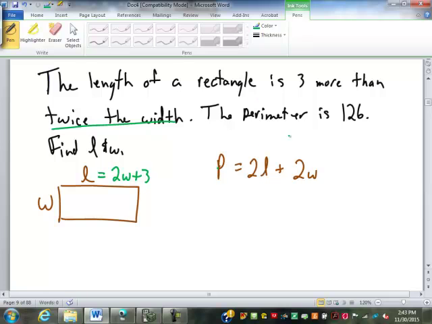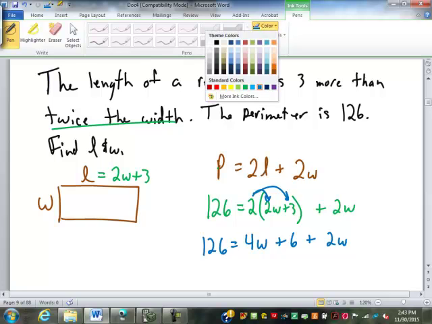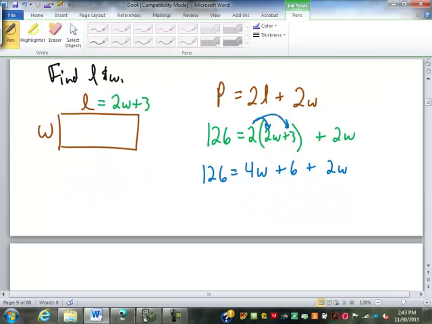So over here, P is still going to be replaced with 126. But this is 2 times L, it's going to be 2 times (2W plus 3), plus 2W. So 126 equals 2 times 2W is 4W, 2 times 3 is 6, still plus our 2W. Now what? Four W and 2W makes 6W, plus 6.